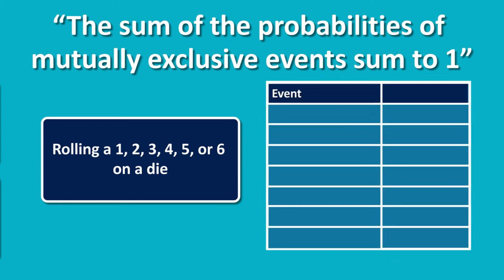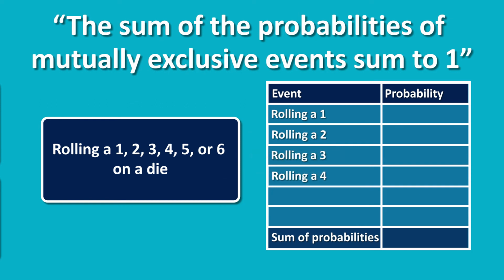Again, I'm going to list the events in the left column and the associated probabilities in the right column. So my events are rolling a 1, rolling a 2, rolling a 3, rolling a 4, rolling a 5, and rolling a 6. Assuming that the die is fair, the probability of each outcome is equal. There are 6 faces on the die, and each face is different. So the probability of each outcome is 1 over 6. If I add up all those probabilities, they sum to 6 over 6. And as I'm sure you can remember, 6 over 6 is equivalent to 1 whole.